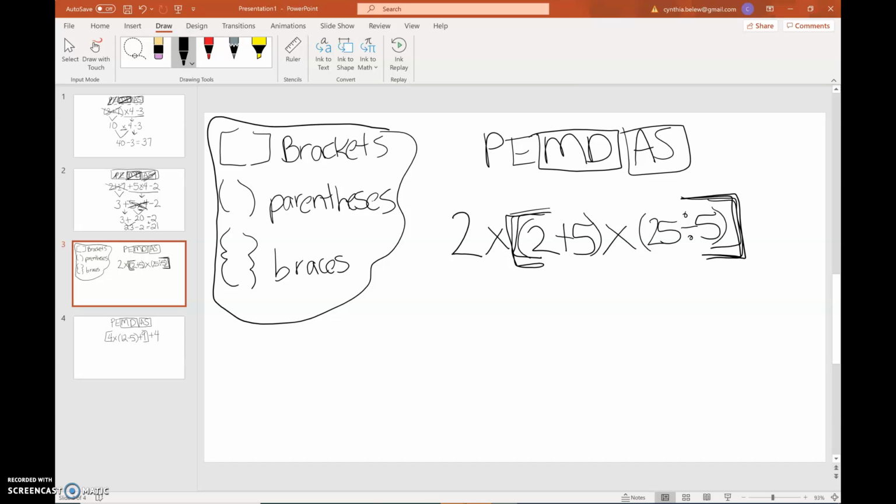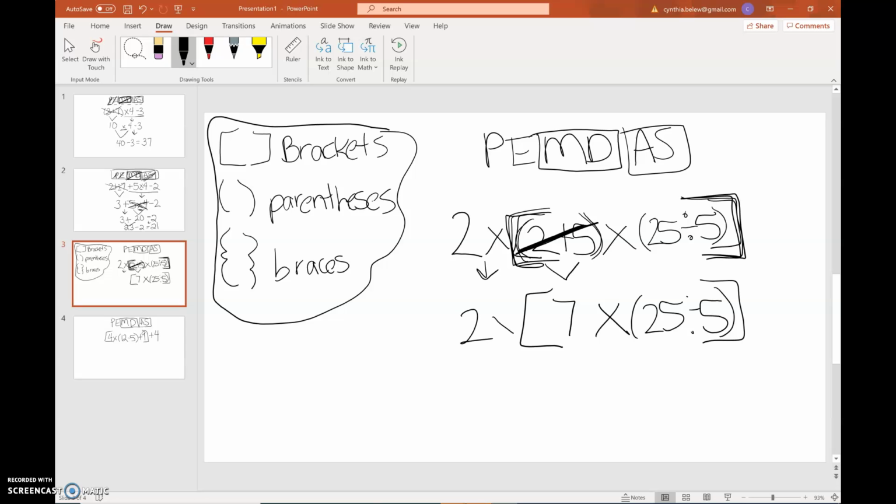I'm following order of operations for my brackets. Parentheses, I have two sets of parentheses. I'm going to solve this first. It's in parentheses, so it doesn't matter which one I solve first. I just have to solve what's in parentheses. So 2 plus 5 is 7. My brackets is still there, but that is not. And I have times 25 divided by 5, parentheses, brackets, and I have to bring this down as well, 2 times. So my goal is to get rid of these brackets.